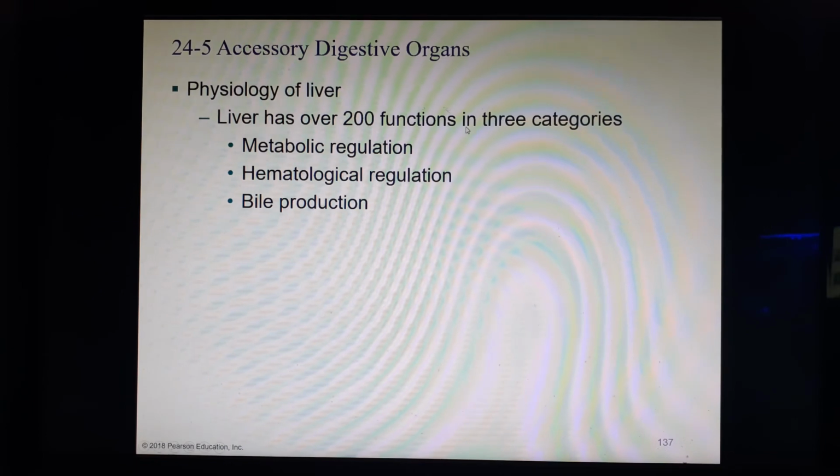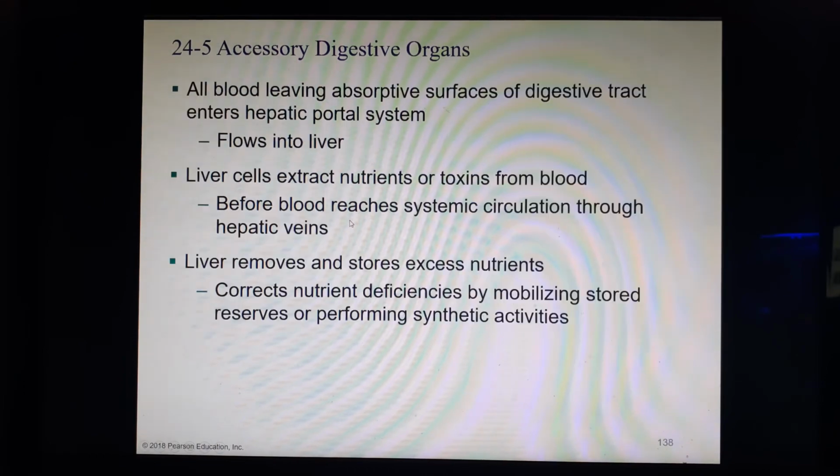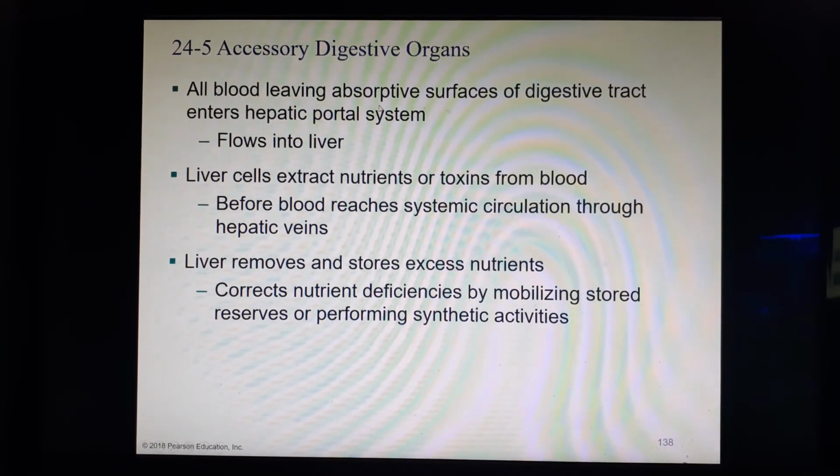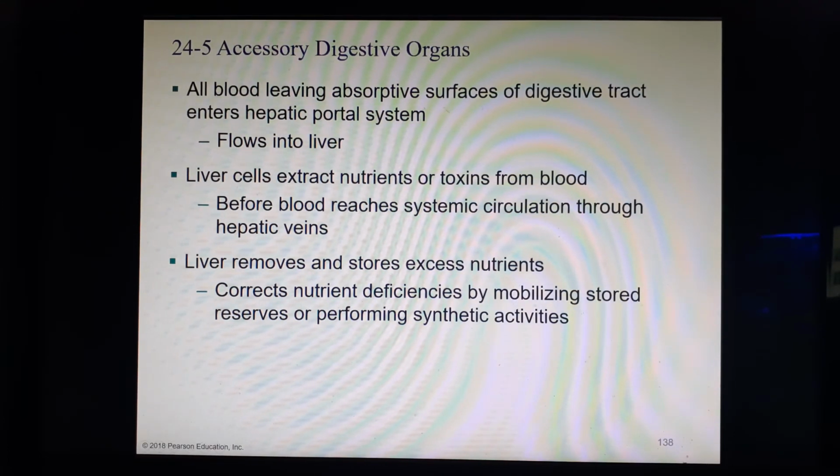So, the liver has over 200 functions in metabolic regulation, hematological regulation, and bile production. All blood leaving the digestive system absorptive surfaces has to go into the hepatic portal system, which takes it into the liver. So this is a vein. The hepatic portal vein brings the blood only from the digestive system into the bottom of the liver through the porta hepatis. Now, the hepatic portal vein is made by fusing the inferior mesenteric vein and the superior mesenteric vein. They fuse to bring the blood into the hepatic portal vein.